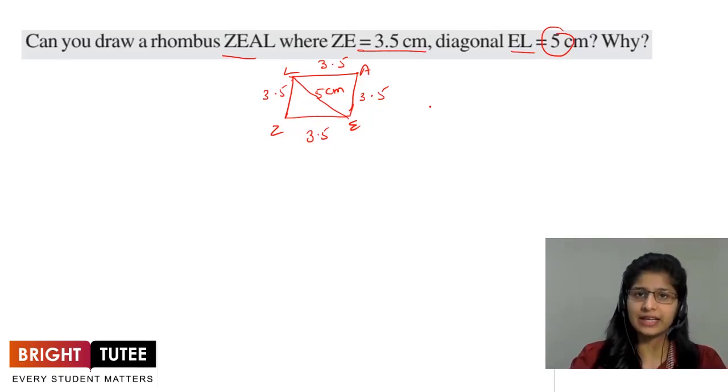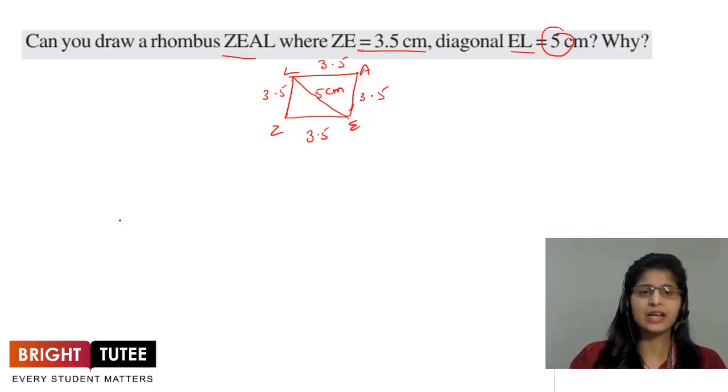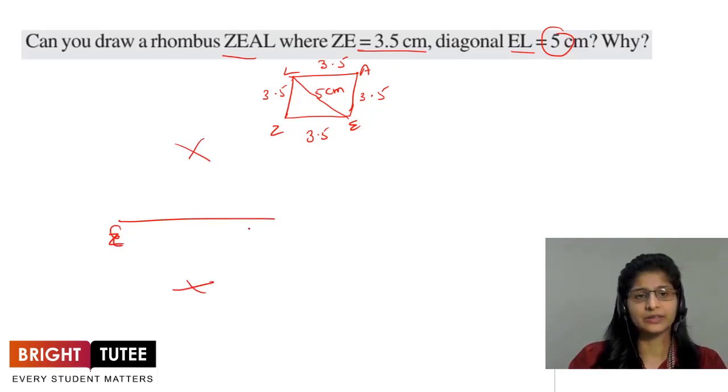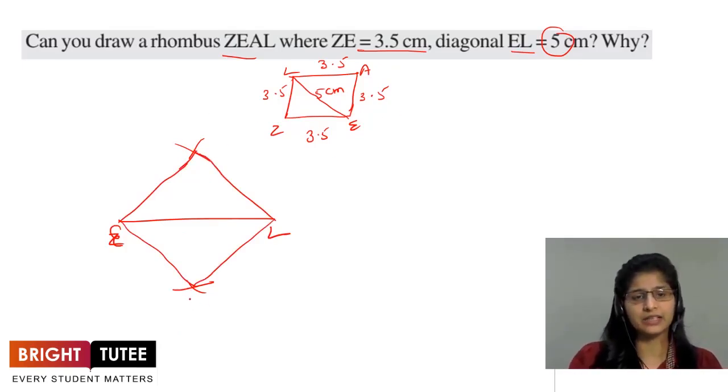And we are given the diagonal, so yes, with the diagonal, first drawing the diagonal and then forming the arcs from both the points, we can form our quadrilateral, right? EL, and then like this you will join the points. Here also you will join the points as we have discussed in the last part. So this is how we are going to draw. So ZEAL will look like this, and all the sides are equal.